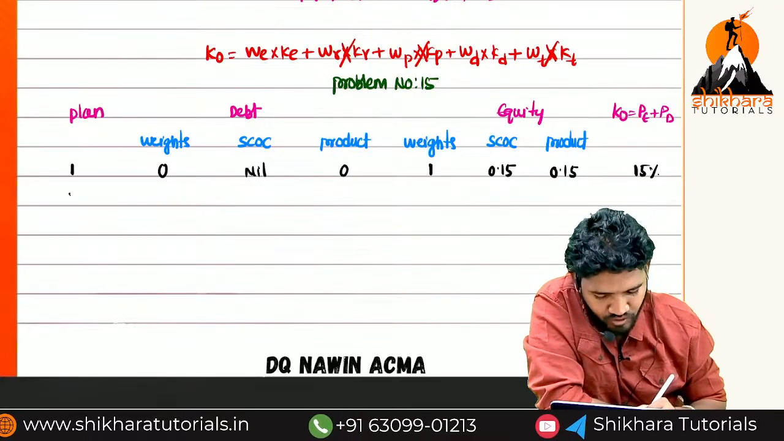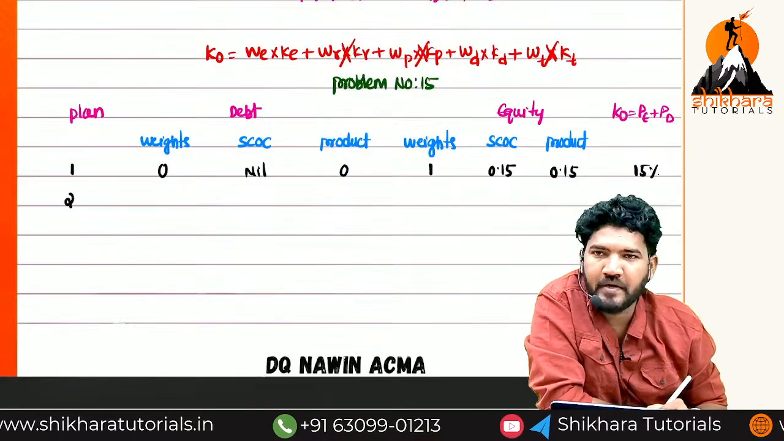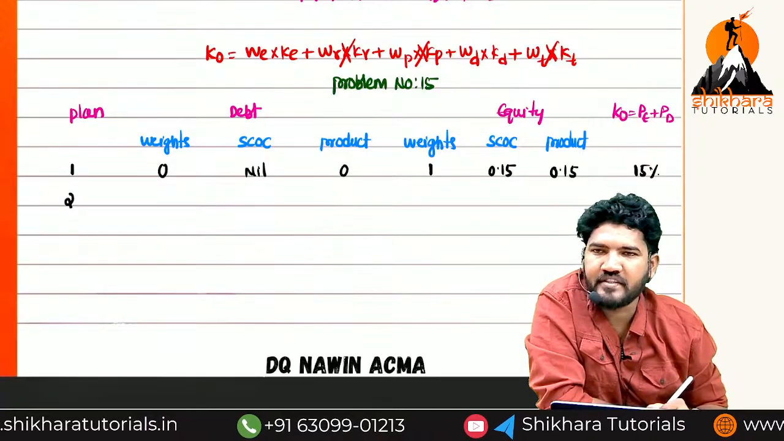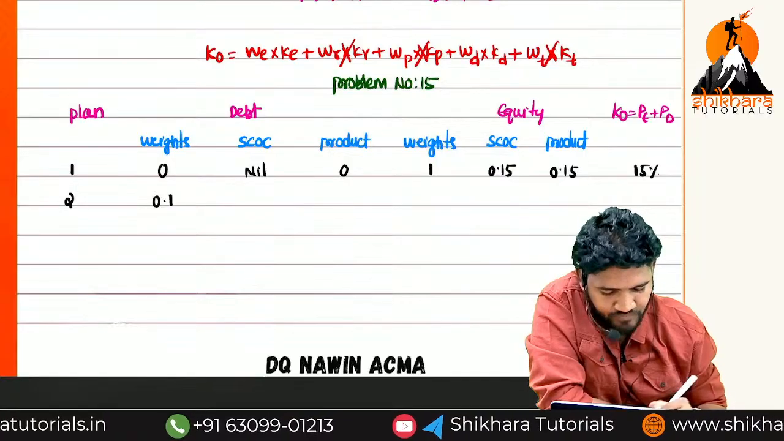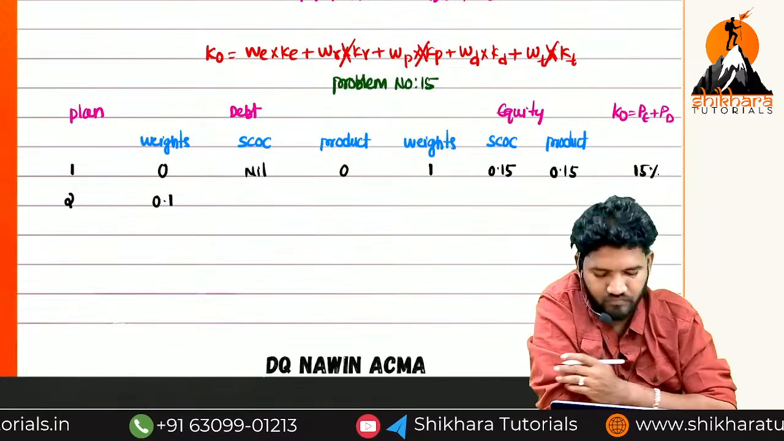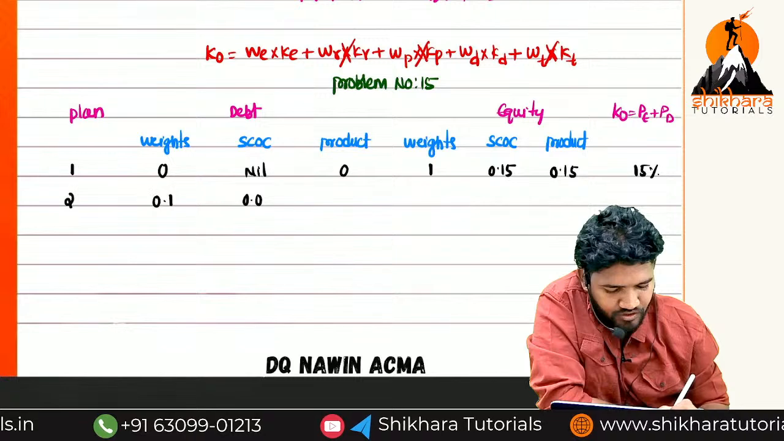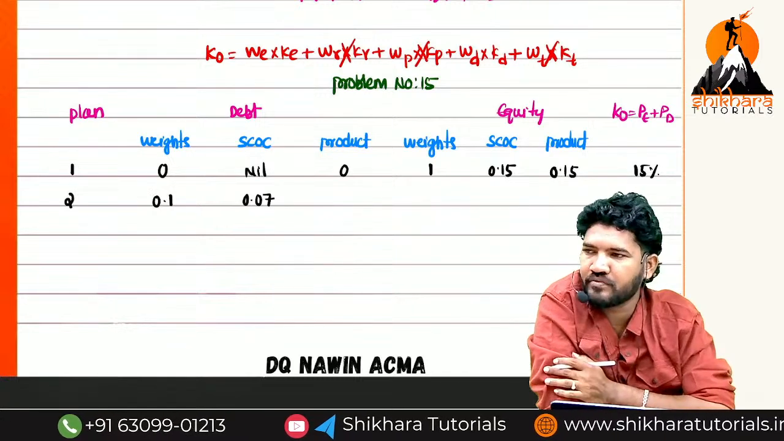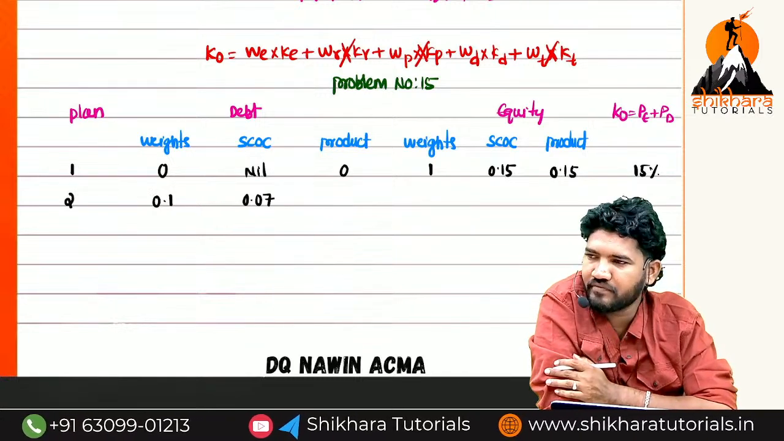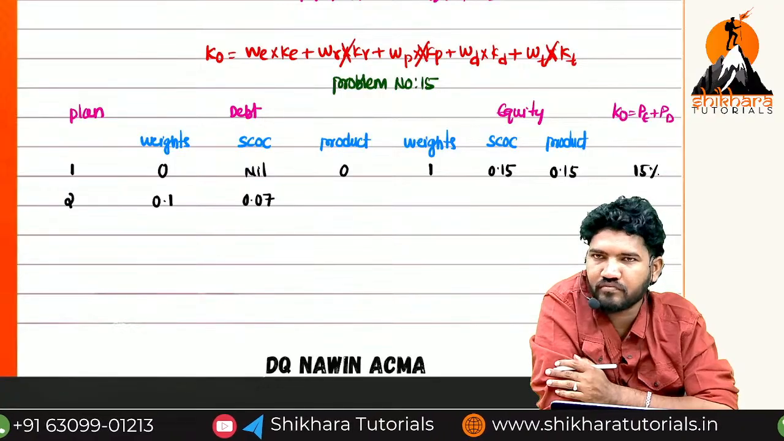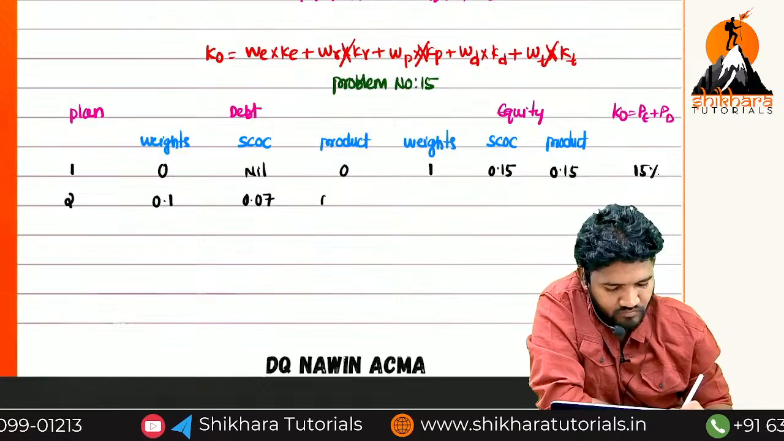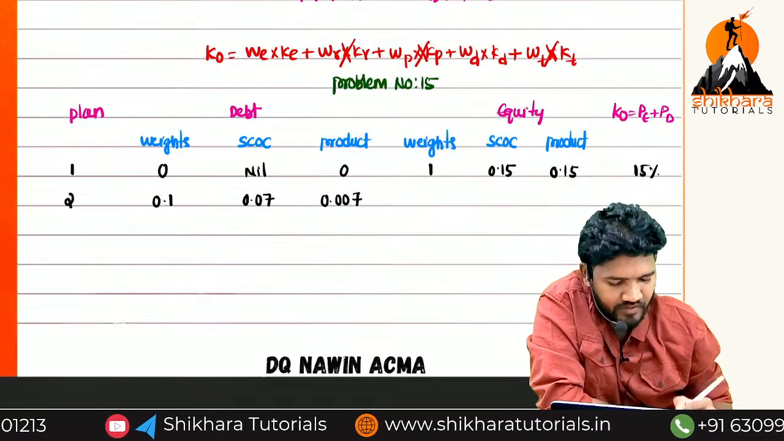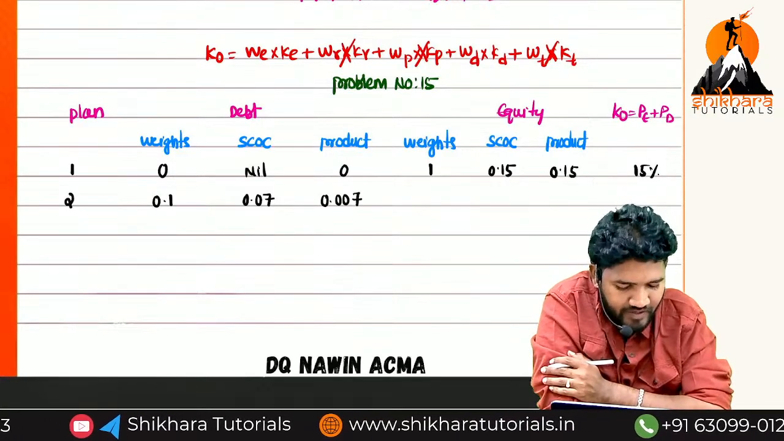Next, plan 2. Weight of debt, please. Percentage point of view 10%. Rate point of view 0.1. Specific cost of capital 0.07. Product, please. 0.007.